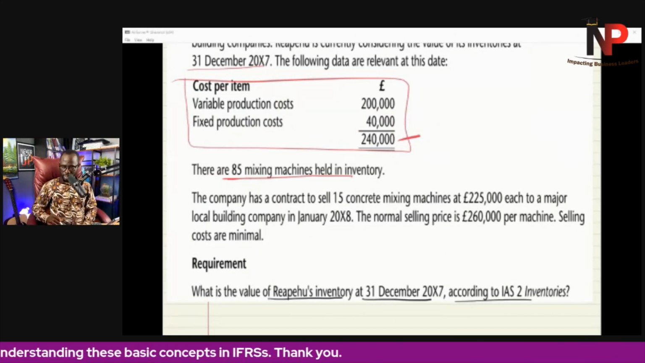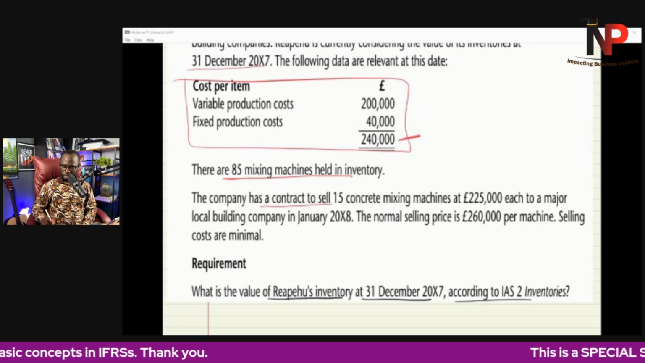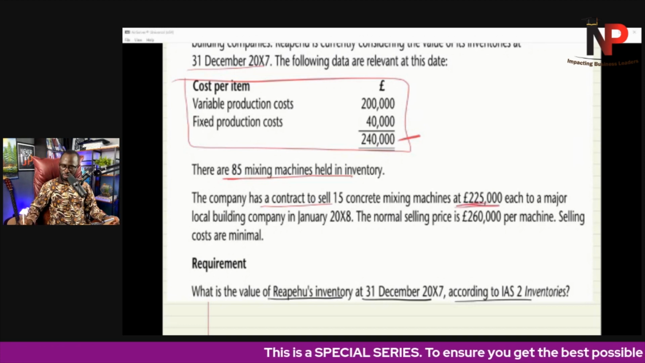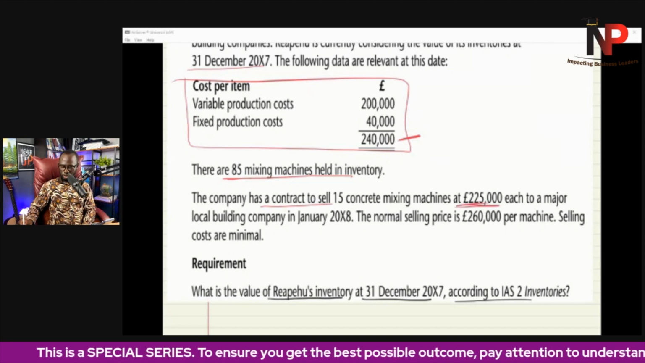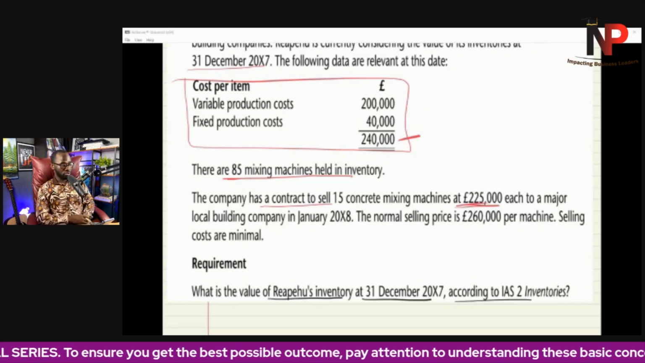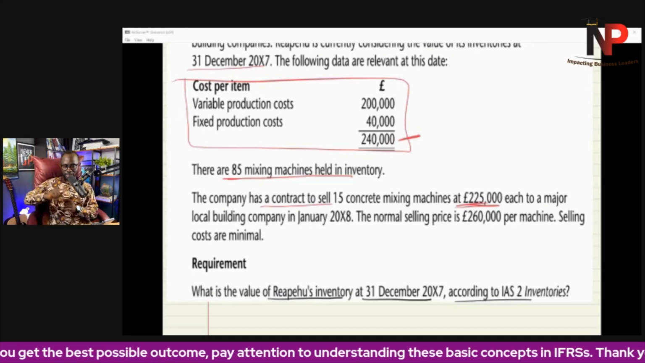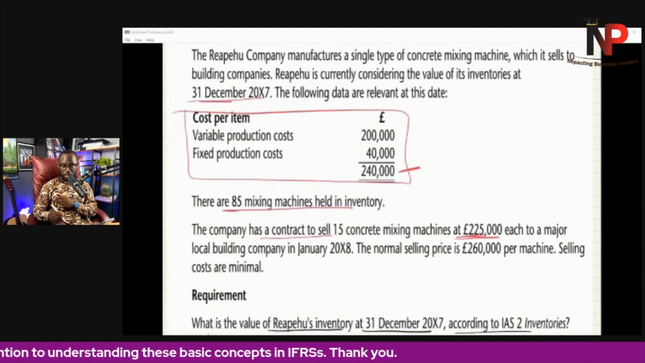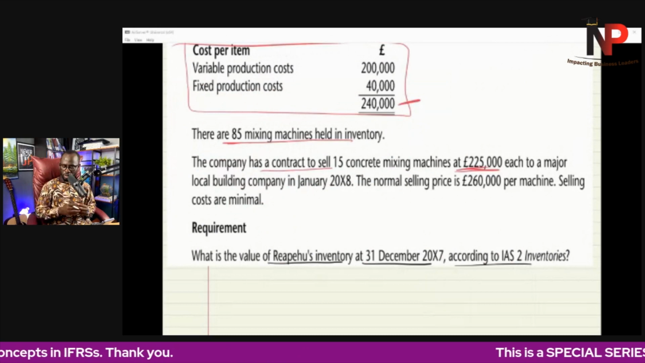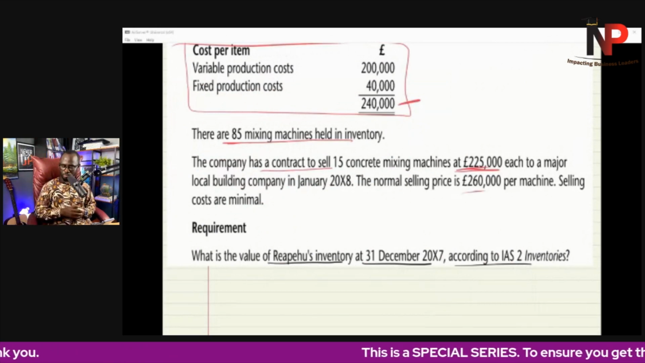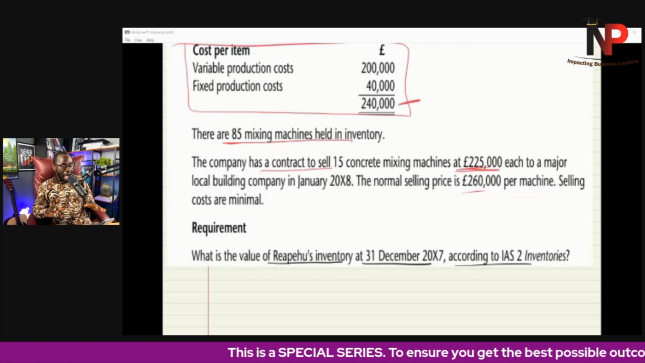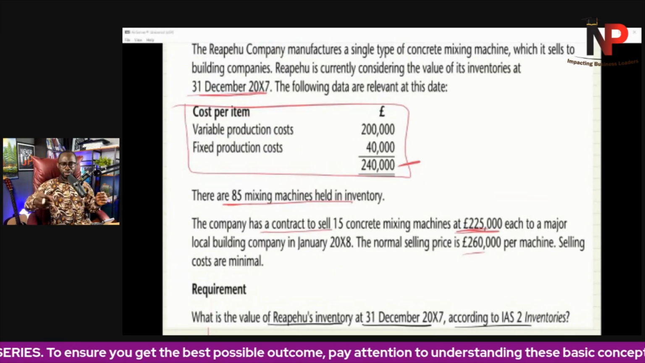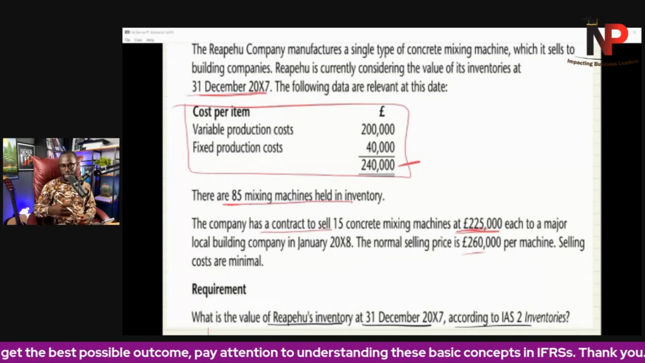Stay with me. The company has a contract to sell 15 concrete mixing machines at 225,000 each to a major local building company in January 20X8. Now remember, that is just the following day because our year end is 31st December 20X7. The normal selling price is 260,000 per machine. Selling costs are minimal.